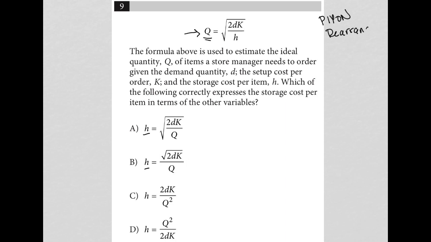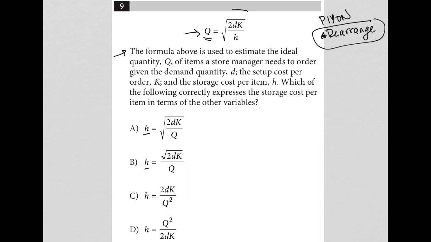Rearrange. I always do that little bit of glancing just to get my head right around how I'm approaching this question before I really read anything. So the question itself says the formula above is used to determine the ideal quantity Q of items a store manager needs to order given the demand quantity D, the setup cost per order K, and the storage cost per item H. Which of the following correctly expresses the storage cost per item in terms of the other variables? All that information is really not necessary, because at the end of the day this is just a rearrange question.